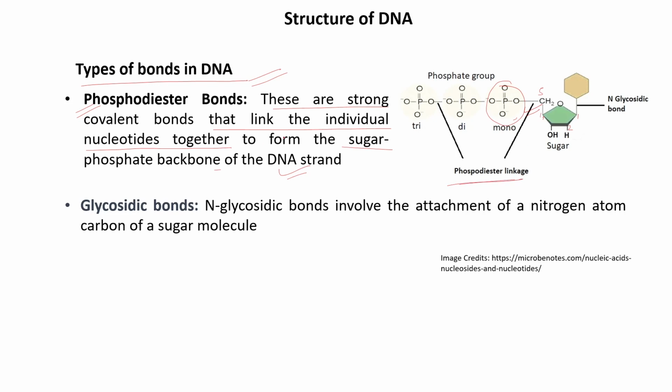Now they are saying sugar phosphate backbone. So this particular sugar and this phosphate group together are building the sugar phosphate backbone of the DNA structure. Okay. So glycosidic bonds now. The N-glycosidic bonds involve the attachment of the nitrogen atom to the carbon of a sugar molecule. So here the first carbon of the sugar is attached to the nitrogenous base with the help of the glycosidic bond. So these 2 bonds are very, very important for the formation of the nucleotides, and these nucleotides are the building blocks of the DNA structure.